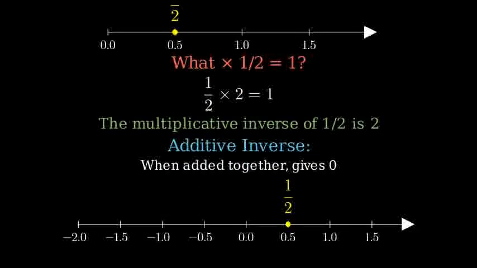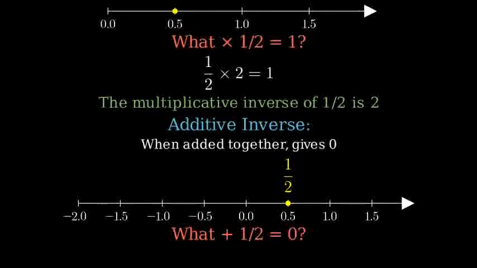Here's a number line showing positive and negative numbers. Here's 1/2. What number do we need to add to 1/2 to get 0? If we add negative 1/2 to positive 1/2, we get 0. Therefore, negative 1/2 is the additive inverse of 1/2.